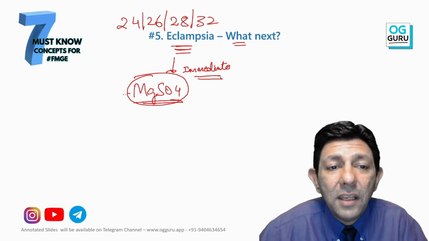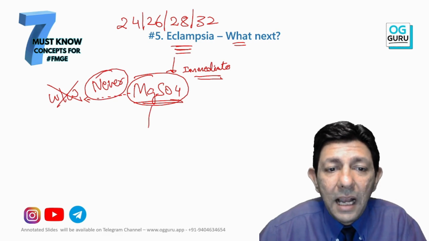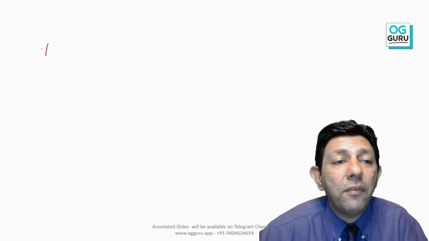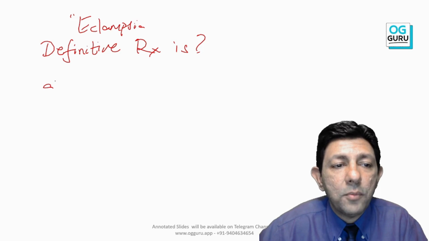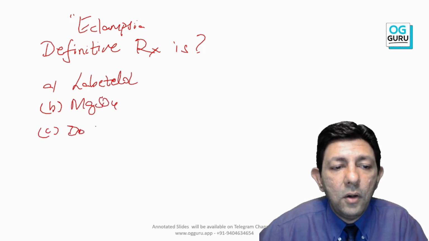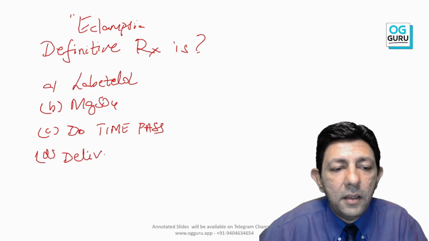But then after giving magnesium sulfate, can I wait and watch? Never. Can I wait and watch? Never. After giving magnesium sulfate, remember, what if they ask you the question, what is the definitive treatment? Suppose the question is, in a patient of eclampsia, the definitive treatment is, and the options are labetalol, magnesium sulfate, time pass, and delivery. What if these are the options?